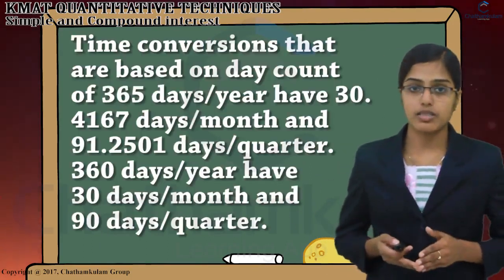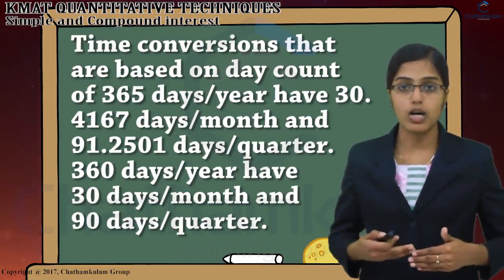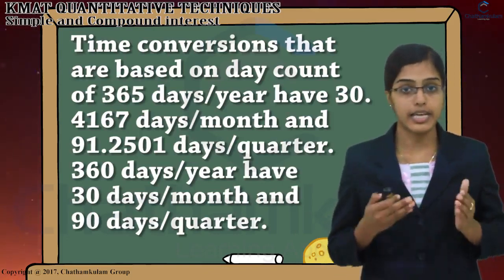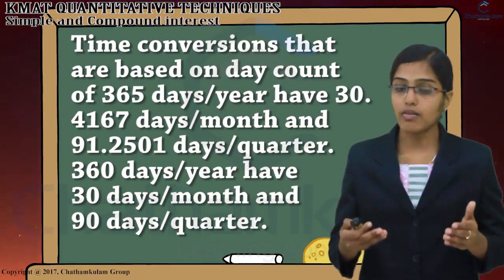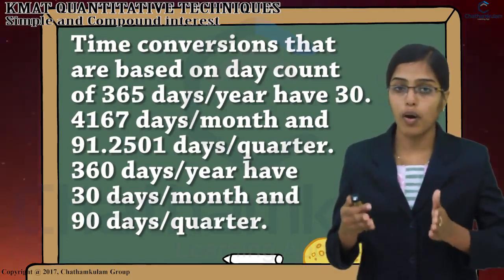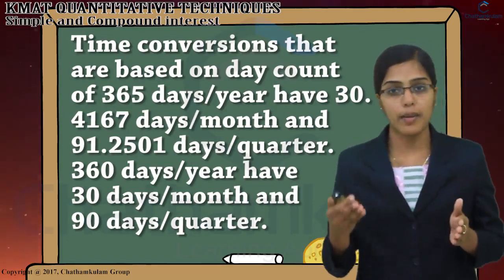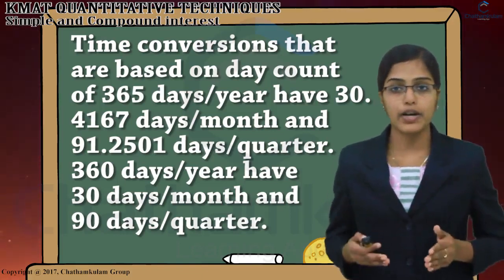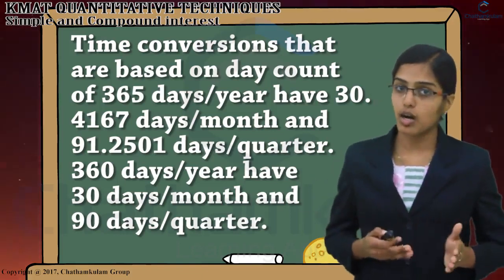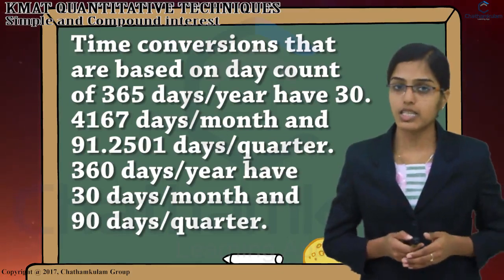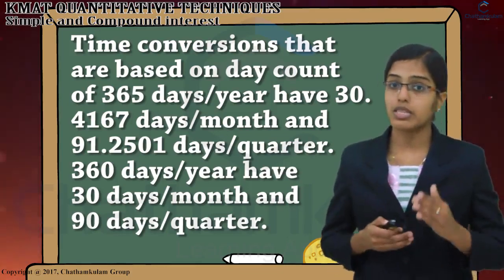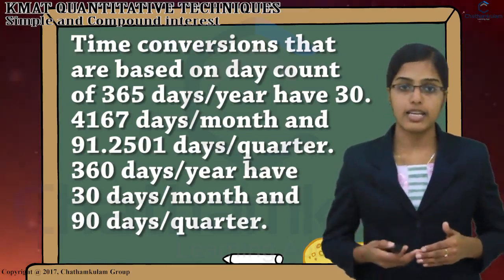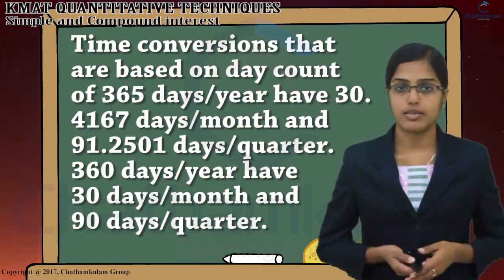Time conversions based on a day count of 365 days: a year has 365 days, 30.4167 days per month, and 91.25 days per quarter. On a 360-day basis: a year has 360 days, 30 days per month, and 90 days per quarter.